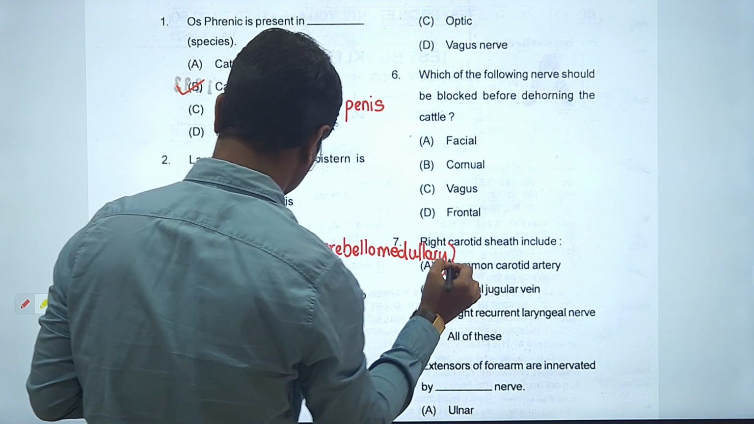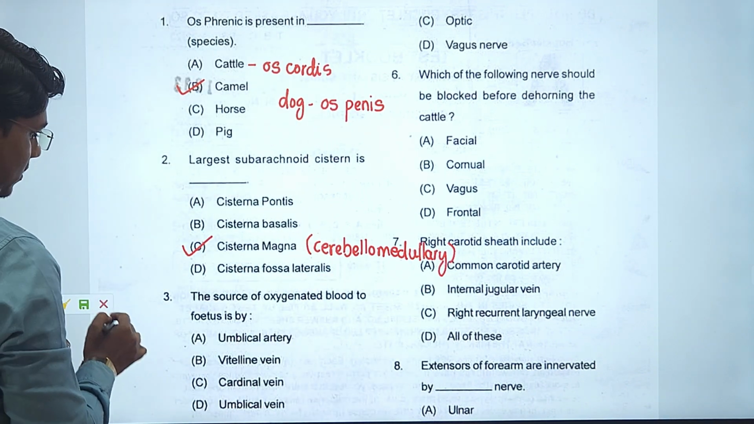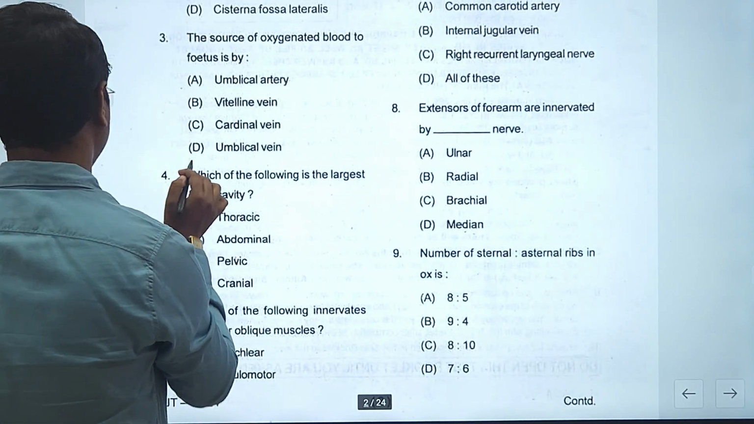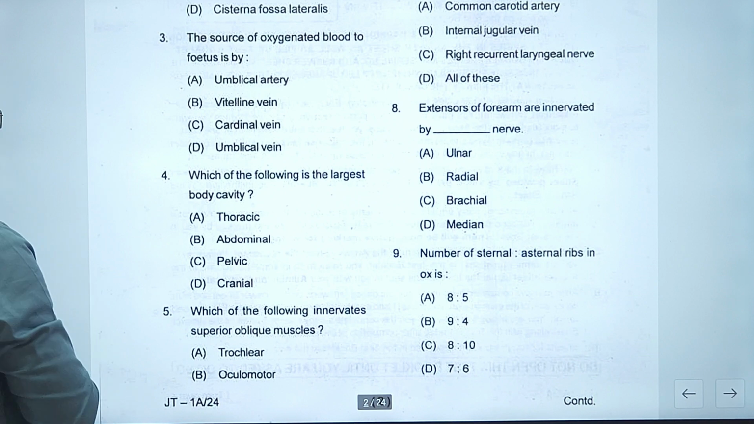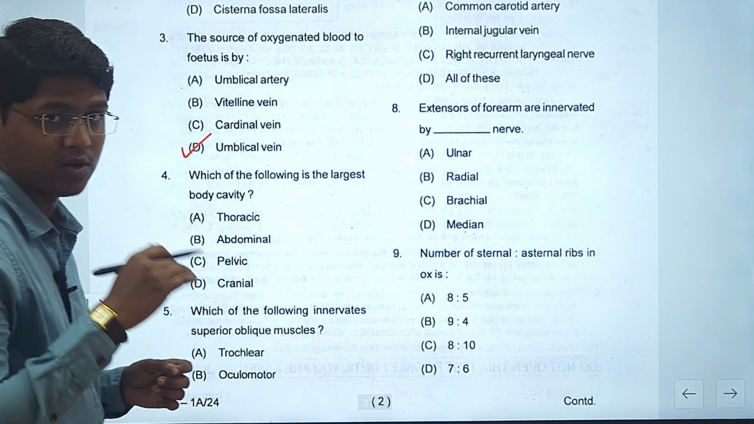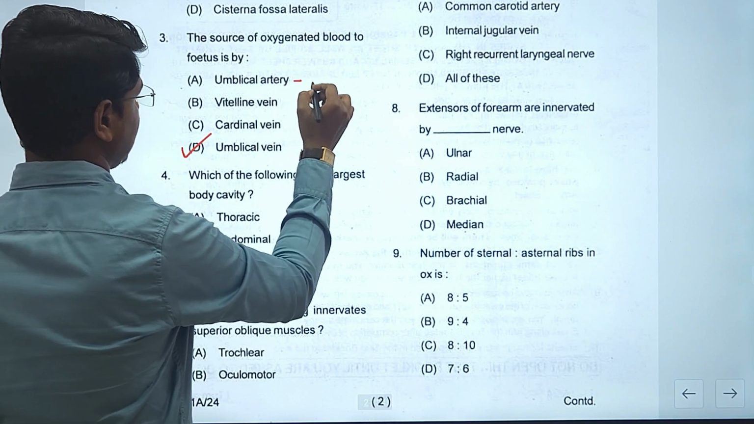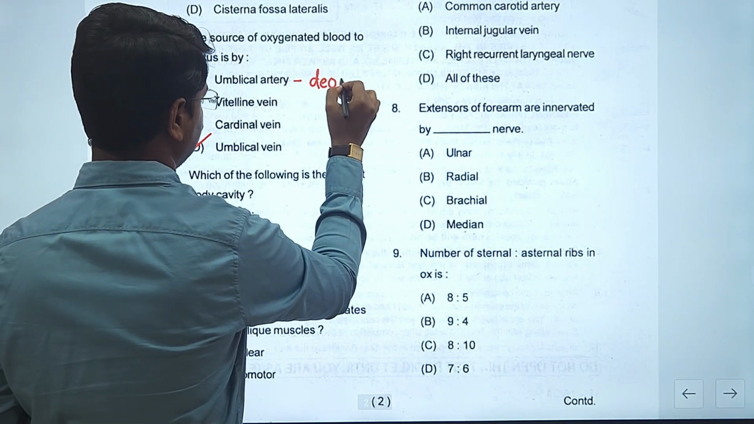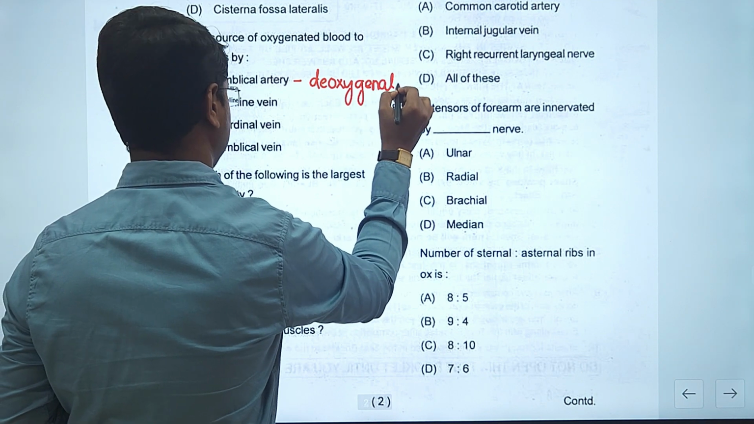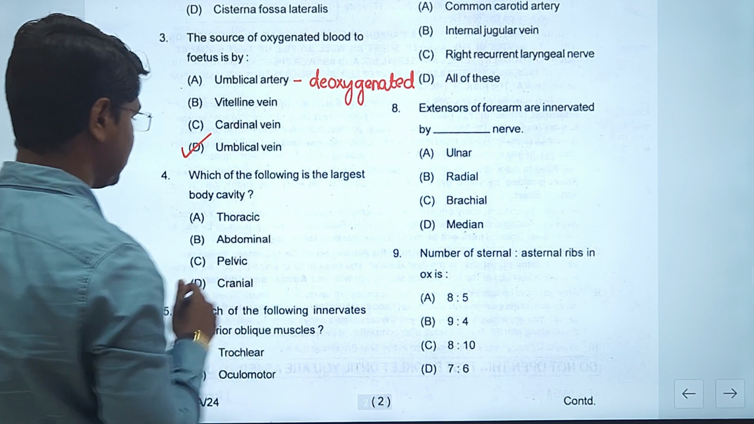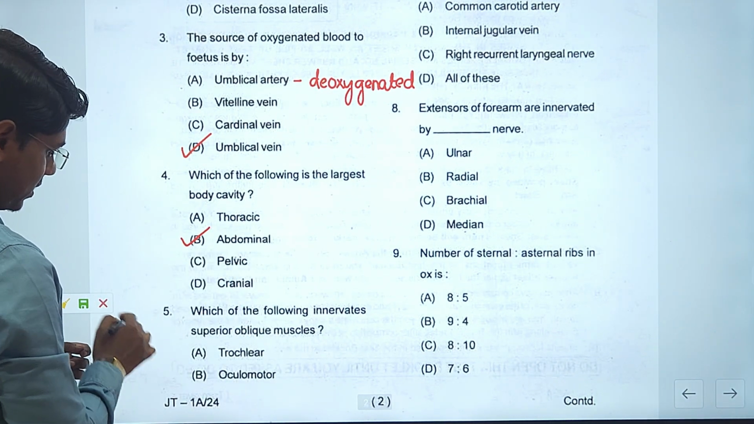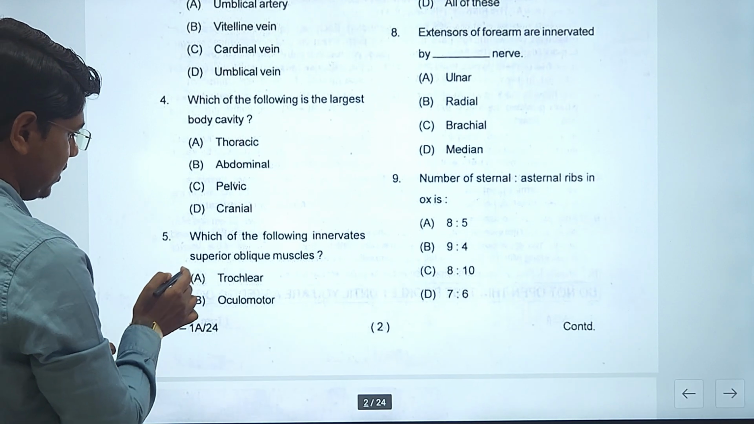Okay, next question. The source of oxygenated blood to fetus is the umbilical vein. Just like pulmonary vein and artery, in umbilical vein and artery, the vein contains the oxygenated blood and the artery carries the deoxygenated blood. Next question, which of the following is the largest body cavity? It is abdomen.